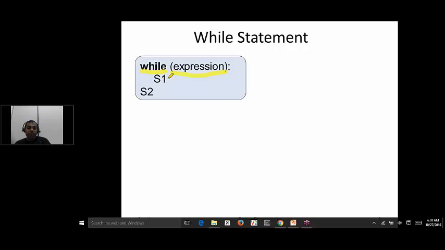The body of while should be indented with respect to the while keyword. So this is also very similar to if. This S1 can be a single statement or a sequence of statements. Python knows where the body ends through the indentation rule. So S1 is indented with respect to while, S2 is not. So Python knows that the body of while ends at the end of S1.